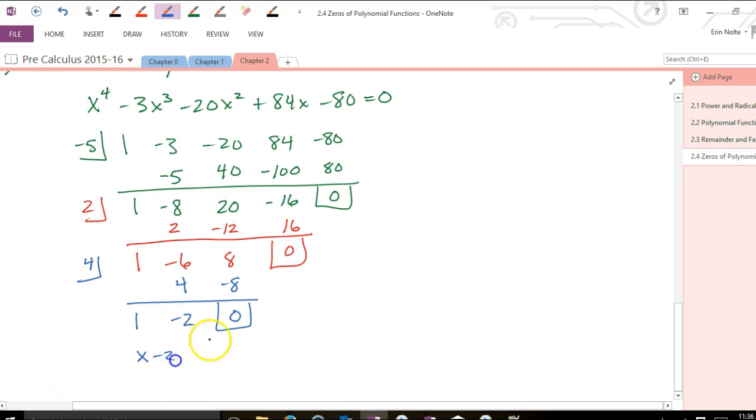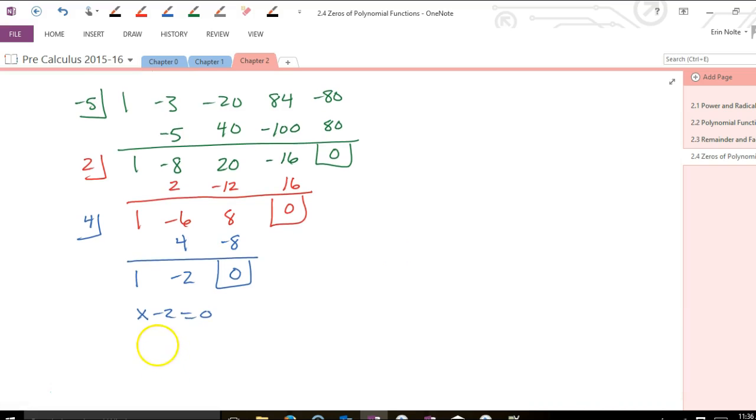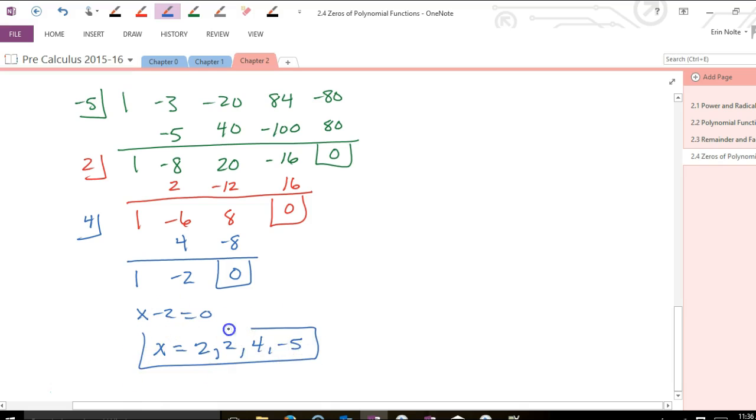X minus 2. So if I set that equal to 0, what is my fourth and final 0? 2. Wait a second. 2? So we got 2 2's? Bounces. Okay, so even without looking at the graph, if we got 2 2's, we should know that that means there's a bounce in the graph. Right? So note to self, when you see a bounce, you can use that number twice.